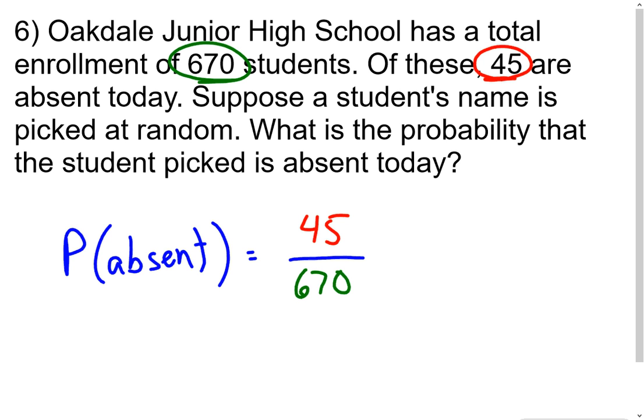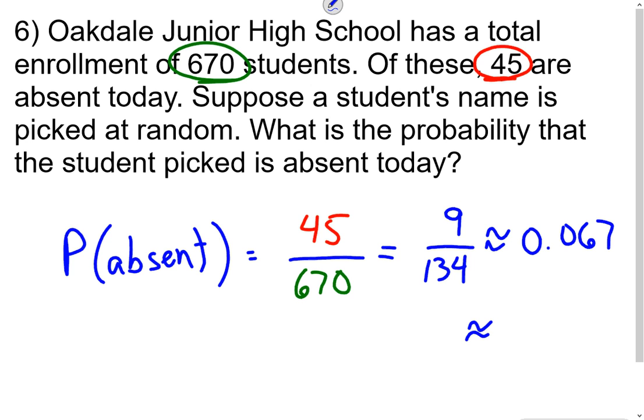Now it's a matter of simplifying my fraction. Let's come here. I look at both of these numbers and I notice that they're both divisible by 5. So if I take 45 and divide it by 5, I get 9. And if I take 670 and divide it by 5, I end up with 134. Now, if you want that as a decimal, if you punch it on your calculator, you're going to get a long decimal that just keeps going. But it's going to round to approximately 0.067. And if we wanted to turn that into the percent, we'd end up with 6.7% for the probability that a student would be absent that day at that school.